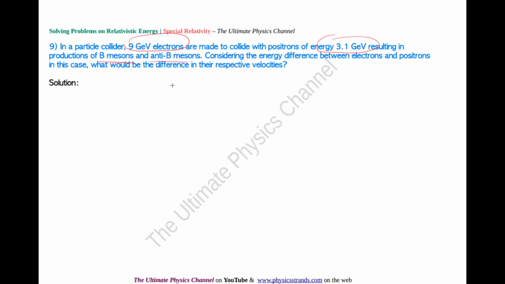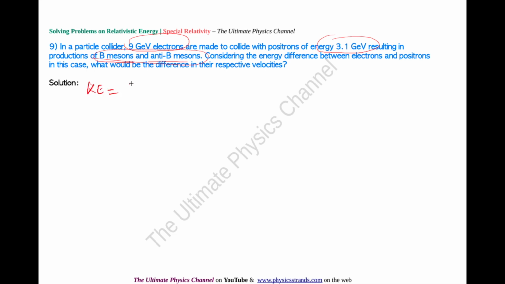Particle and antiparticle collision occurs, producing B mesons and anti-B mesons. Now, these are the energies that are given as kinetic. Using these values, we can calculate the difference in their respective velocities originally. What is the velocity for the electrons as well as the positrons? So that is the question. So let's start from the expression for kinetic energy.